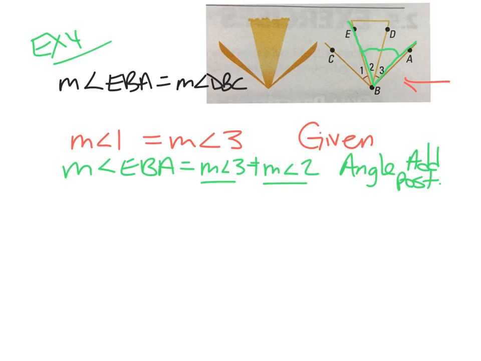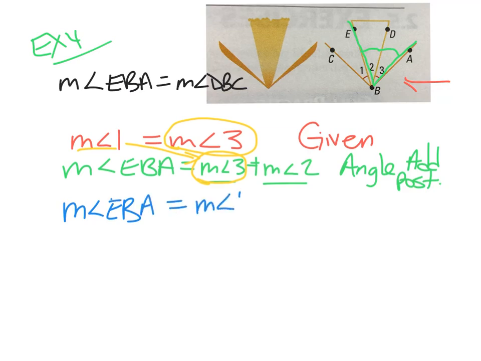All right, so now look at what we have here. We have measure of angle 3 here, and you have measure of angle 3 here. Can I switch those? Since the measure of angle 3 here equals 1, could I plug the measure of angle 1 in there? Yes. So we can say the measure of angle EBA equals, this is where we're going to substitute, the measure of angle 1 plus the measure of angle 2. So what rule do you think I used here? Substitution property, yep.